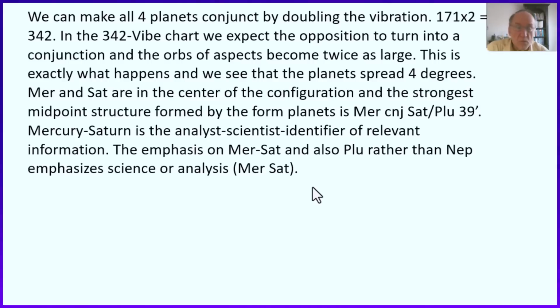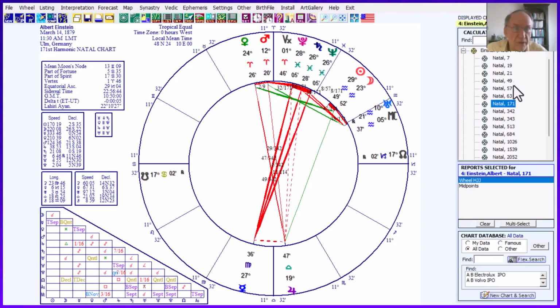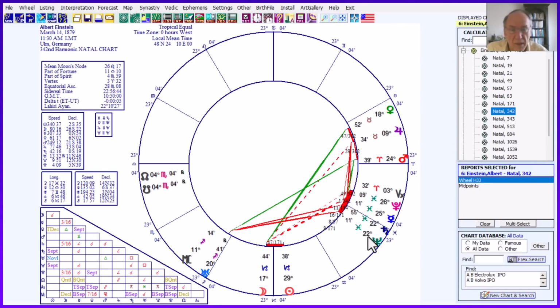Now, as I just said, we can multiply 171 times 2, get 342, all the planets are conjunct. And we just saw that. They're all conjunct, and they're all within 4 degrees. Here it is, 342. Neptune's at 22 Pisces. Saturn, Mercury, Pluto's at 26 Pisces. Early 22 to early 26 Pisces, 4 degrees. So the orbs have doubled. There it is. I'm just making an observation which is going to lead to another point, which is this.